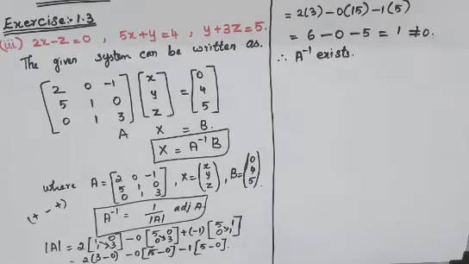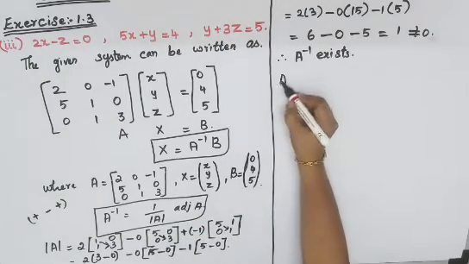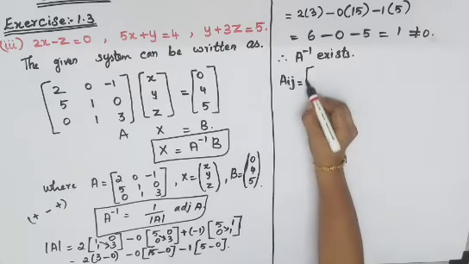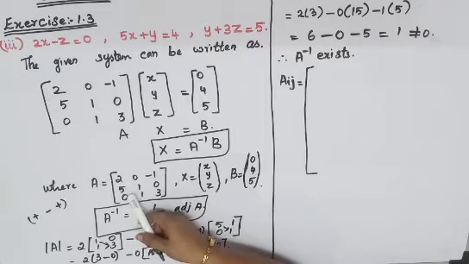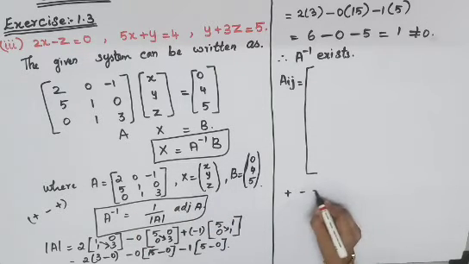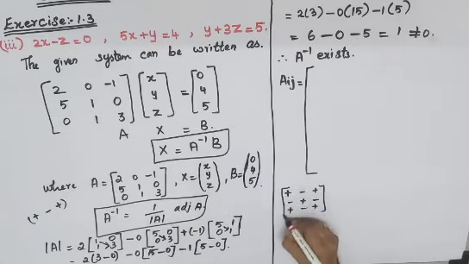So next, to find A inverse, you need adjoint of A. We have got determinant of A. We need adjoint of A. To find adjoint of A, we need Aij first of all, that is the cofactor. So for cofactor Aij, just put a big bracket, and with A you will have to find the cofactor. First is 2. Before that, the sign format is there: plus, minus, plus, minus, plus, minus, plus, minus, plus.